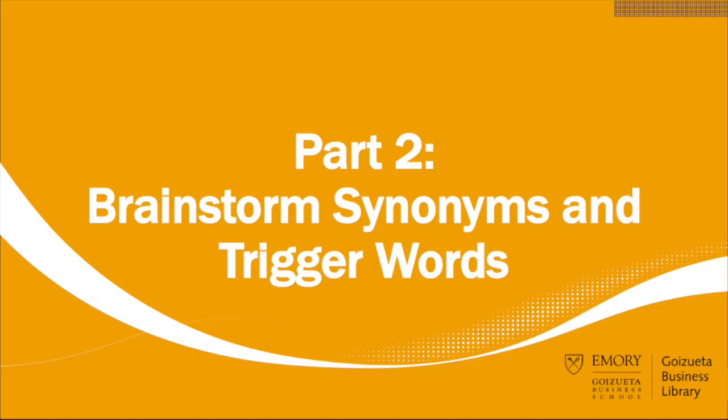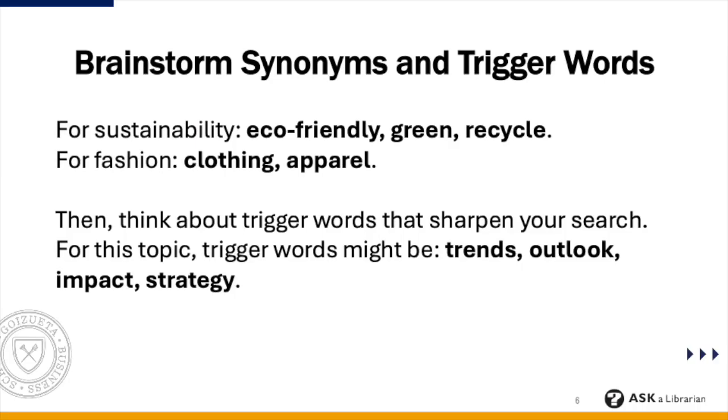Part 2, Brainstorm synonyms and trigger words. Next, brainstorm a few synonyms for each key concept. For sustainability: eco-friendly, green, recycle, and for fashion: clothing, apparel. Then, think about trigger words that sharpen your search. For this topic, trigger words might be trends, outlook, impact, strategy.